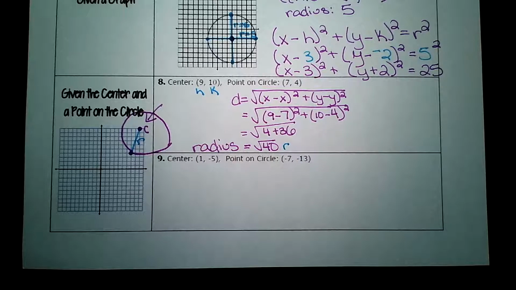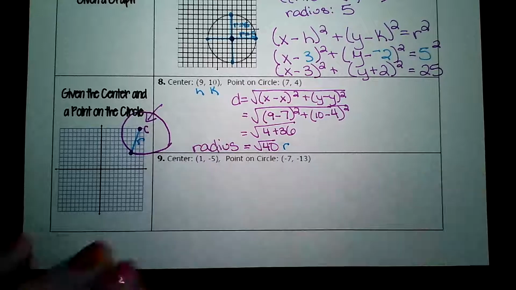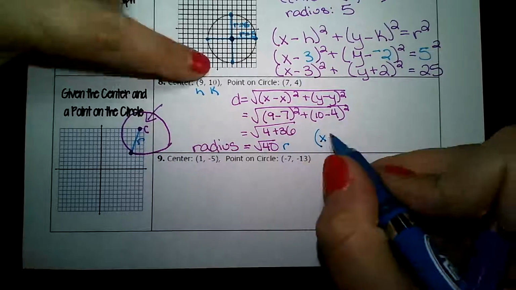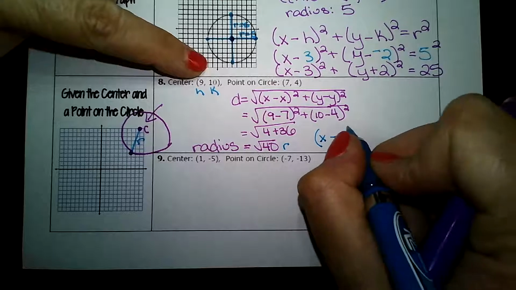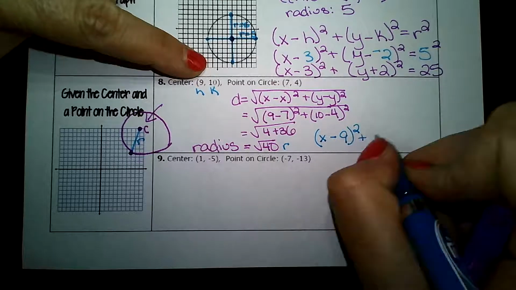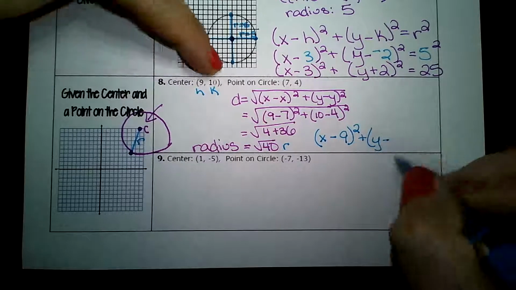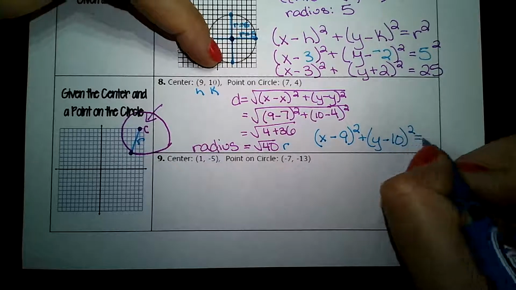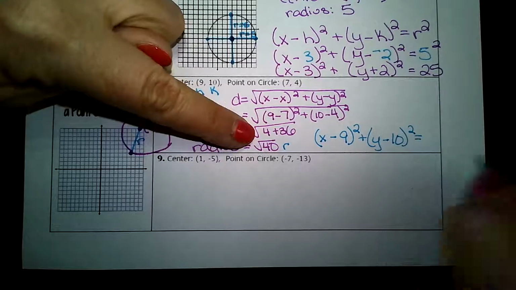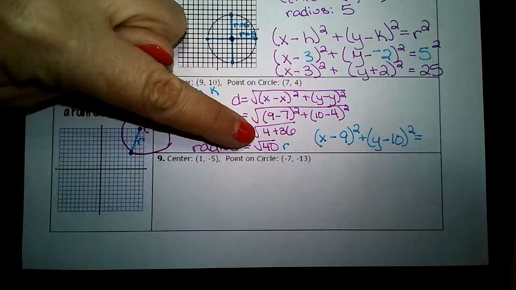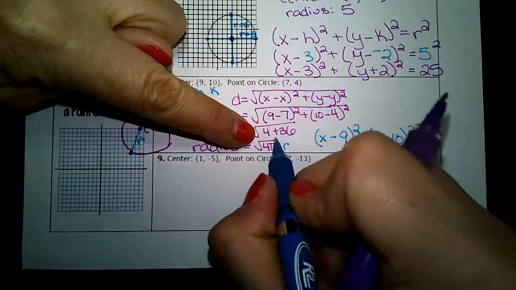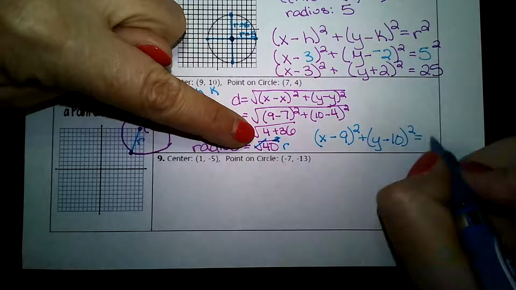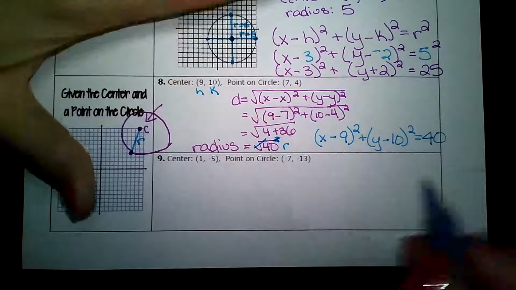So now when I put all this together, x minus the center h value of 9, squared, plus y minus the center k value of 10, squared, equals the radius squared. So I'm going to be squaring a square root. When you square a square root, the square root and square cancel each other out. So I'm just going to get 40.